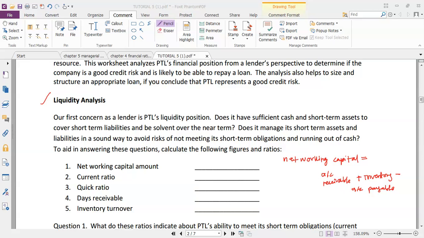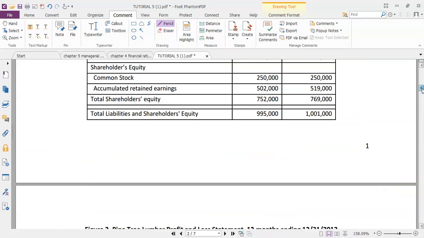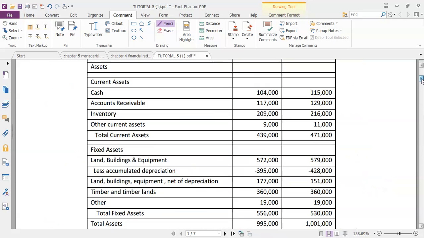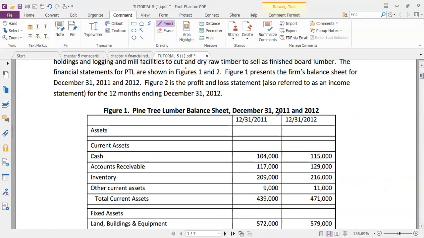Yes, madam. Okay, so let's look at the question. How to calculate net working capital? Okay, this is the formula: account receivable plus inventory minus account payable. So you will get the net working capital. Okay, we'll do 2011 first.